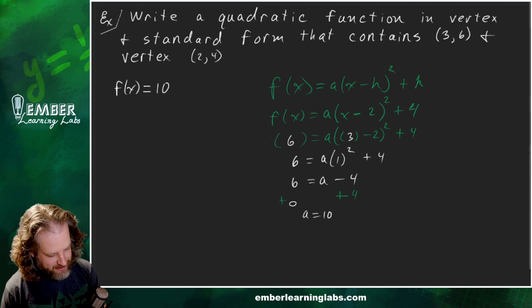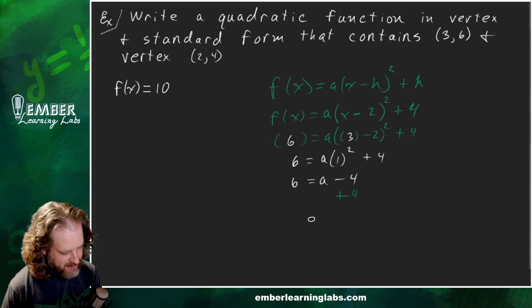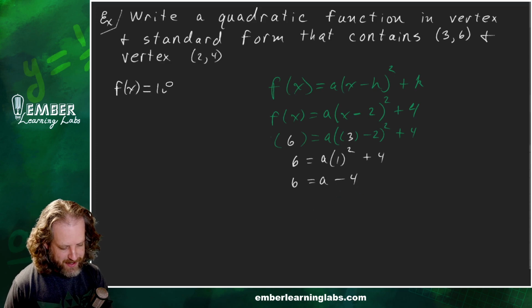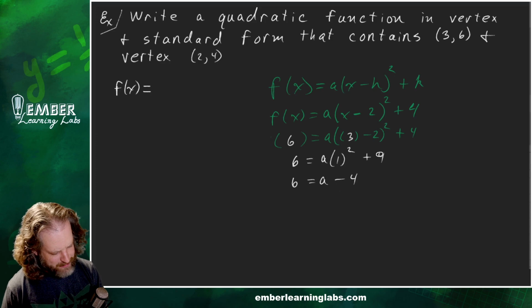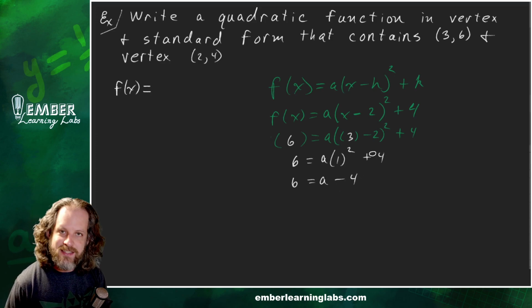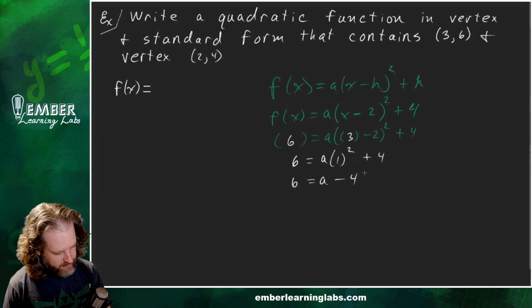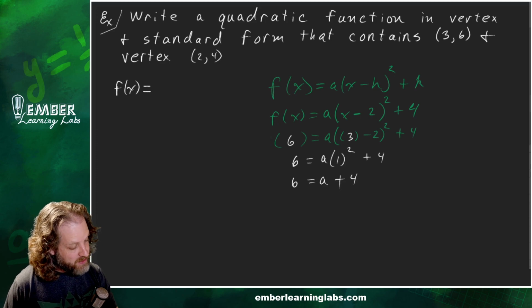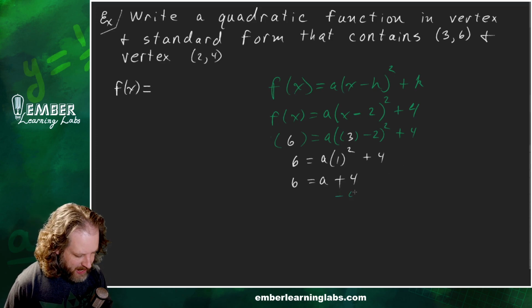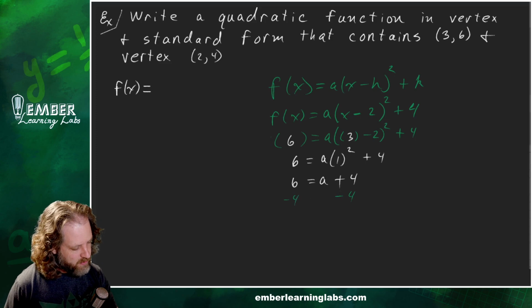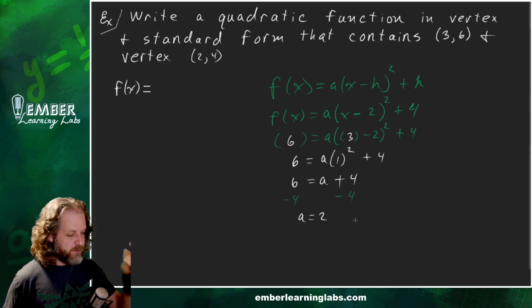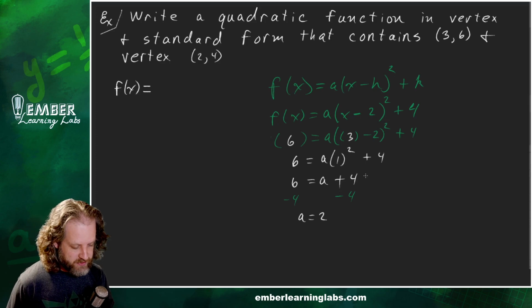Did you catch my mistake already? I paused because I thought I made a mistake, and I did, in fact, make a mistake. Somehow, from this line to this line, this plus 4 changed to a minus 4. I don't really know exactly what happened. So what we would actually do is subtract 4, which would, of course, give us a equals 2. That seems a little more reasonable based on these numbers.